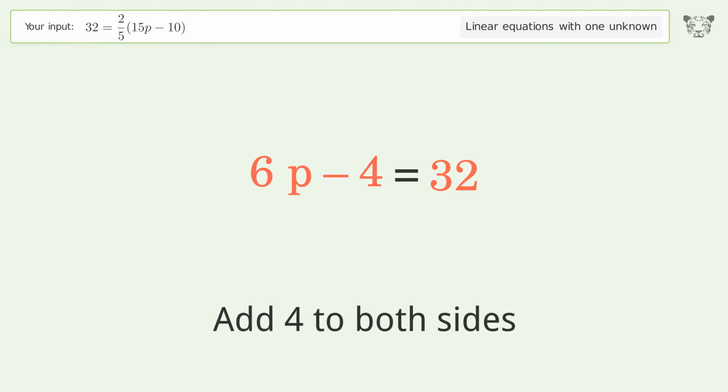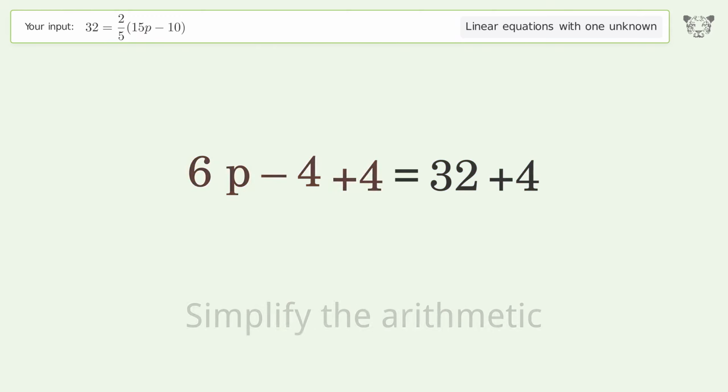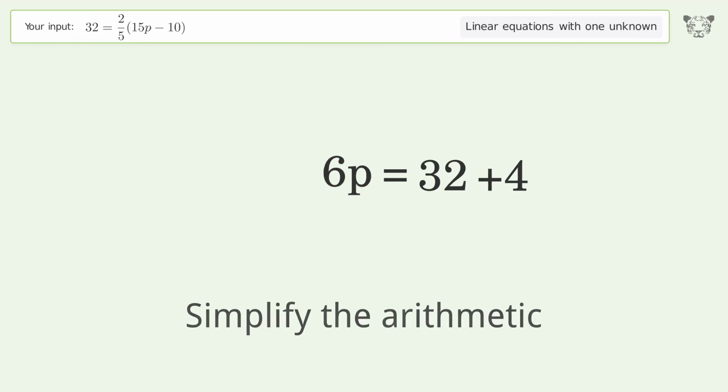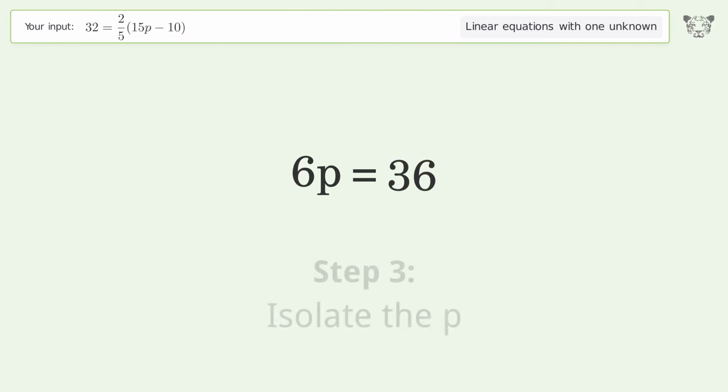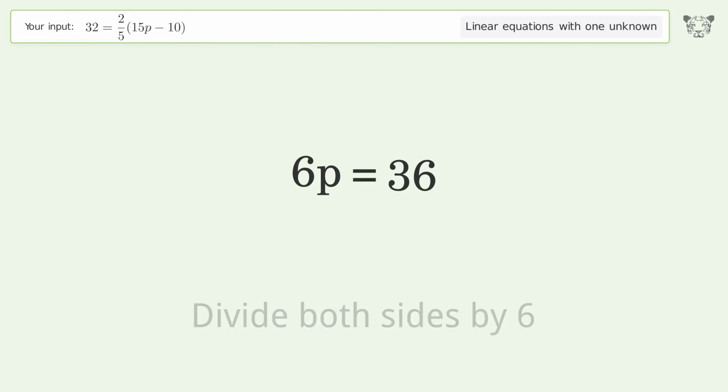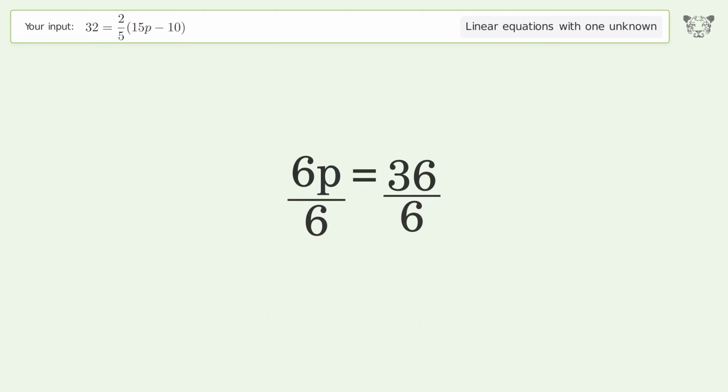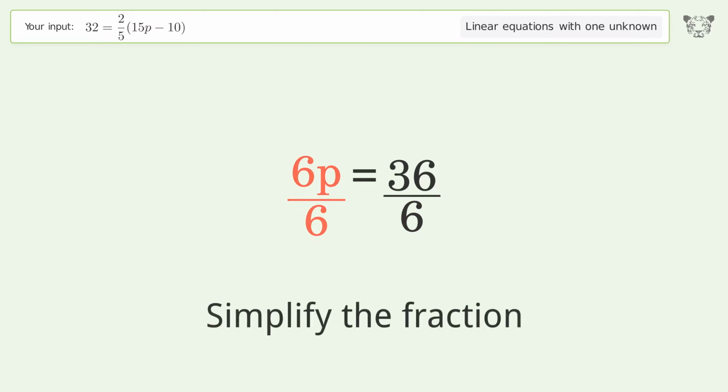Add 4 to both sides. Simplify the arithmetic. Isolate the p. Divide both sides by 6. Simplify the fraction.